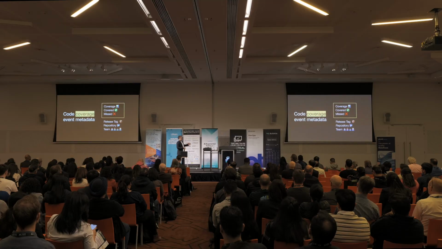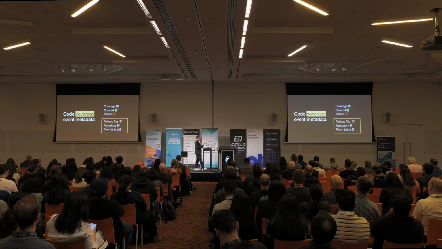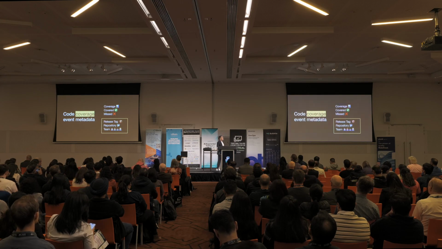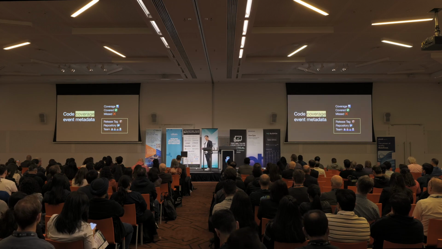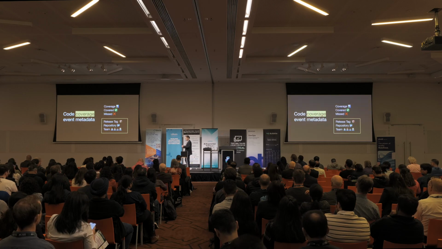And these things need to have some context, right? So we added this second group of fields. Which release is this coverage for? For which repository? And again, really important, for which team? In this case, we connect plain numbers of coverage with actual releases, with actual work, and with actual teams.